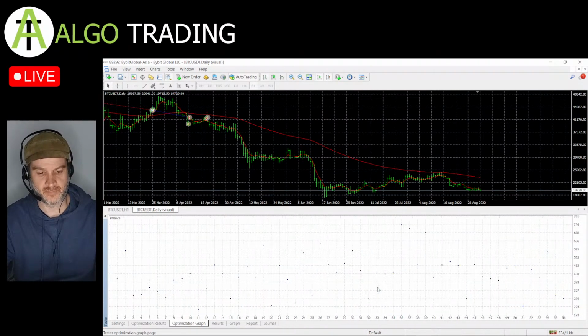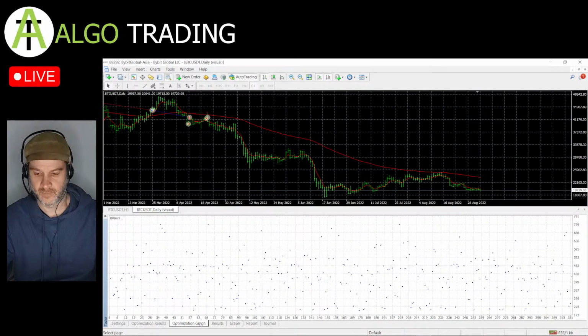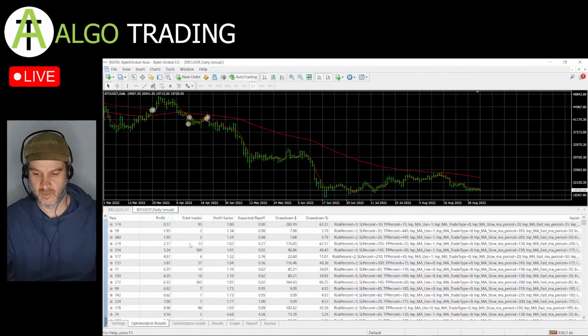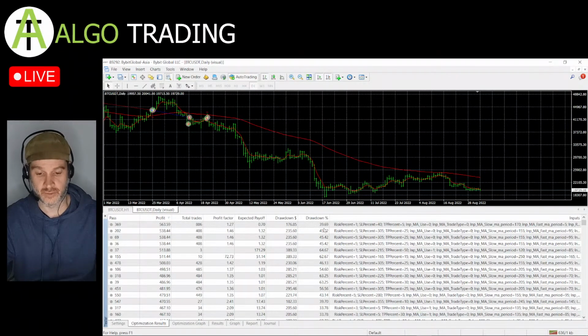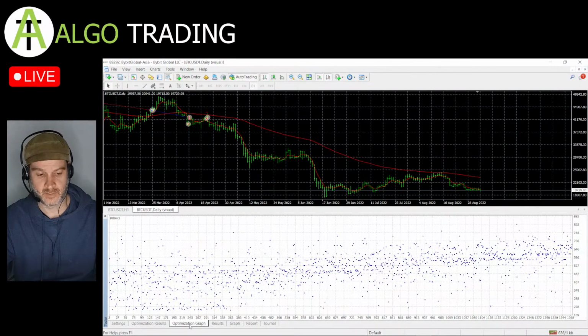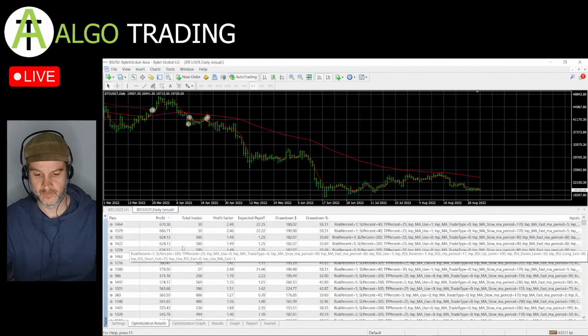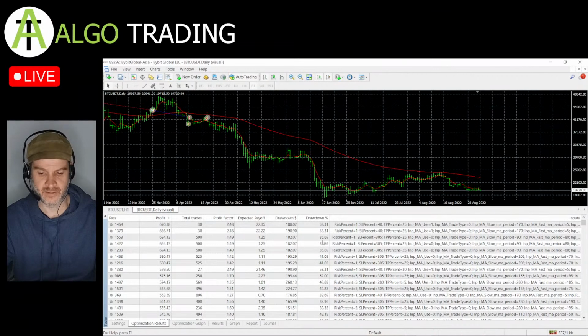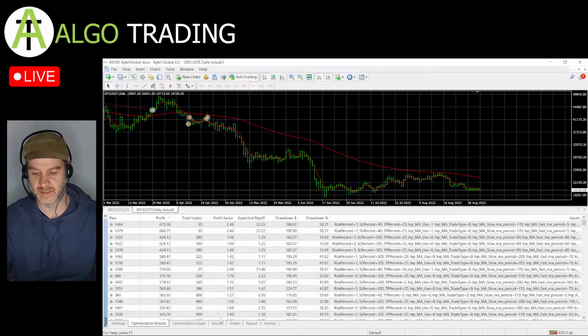See if we get better results on the 4 hour. It looks about the same. Drawdown's a little higher, which would be expected because you're doing more trades on the 4 hour than you do on the daily. Yeah, drawdown's too much. So I would rather stick to higher time frames when trading cryptocurrencies.